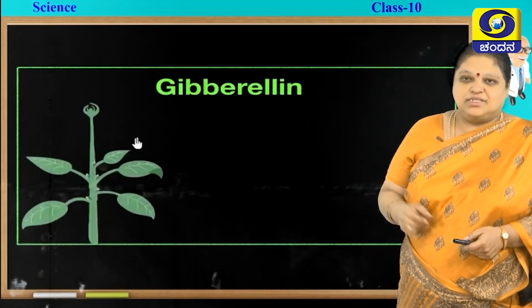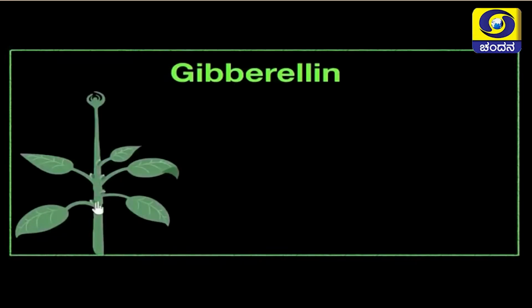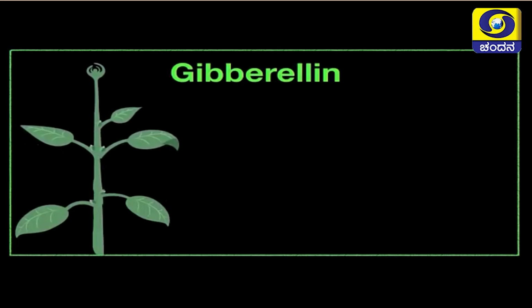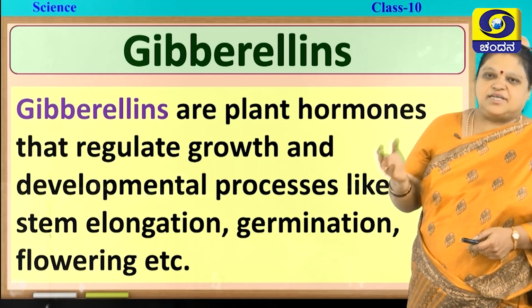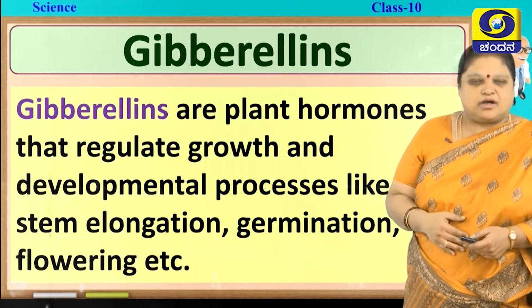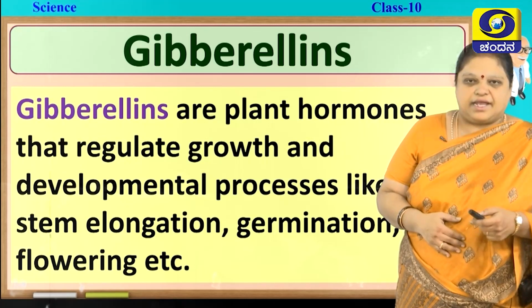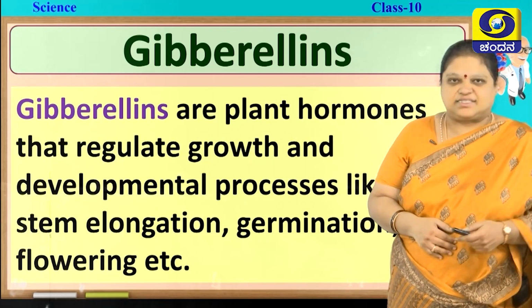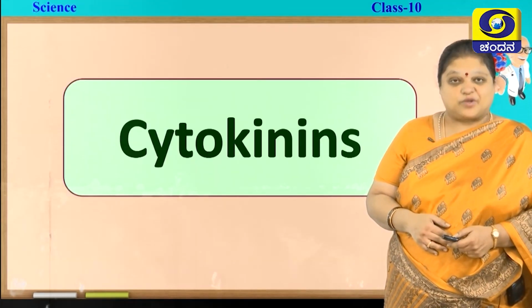What will they do? See, these gibberellins are present between the two nodes of the leaves. So, between the two nodes of the leaves, they help in elongation of the stem. So, like that it increases the height of the stem. You can see that, now it has become elongated, like this the growth takes place. Write down, children: gibberellins are plant hormones that regulate growth and developmental processes like stem elongation, germination, flowering, etc. So, next we will see cytokinins.